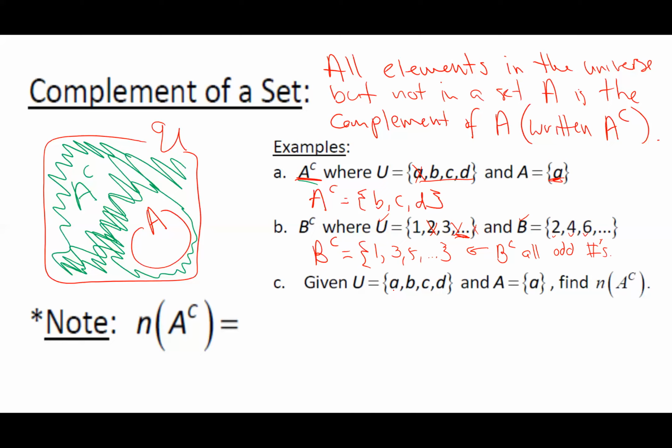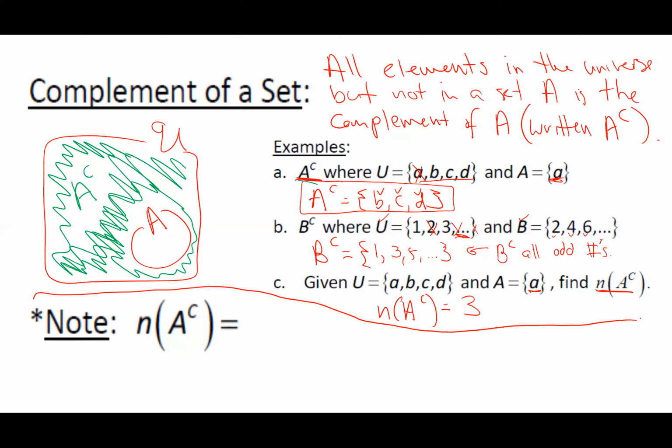Okay. Let's suppose I define U, my universe, to be A, B, C, D. And I said A is little a, find the cardinality of A complement. Well, I already know that A complement is this set here. How many elements are there in the set B, C, D? So n of A complement, well, that's going to end up being 3. As a note, let me just make sure that this is clear. The cardinality of A complement, that's the number of elements in the universe minus the number of elements in A. That's everyone that's not in A. Okay?